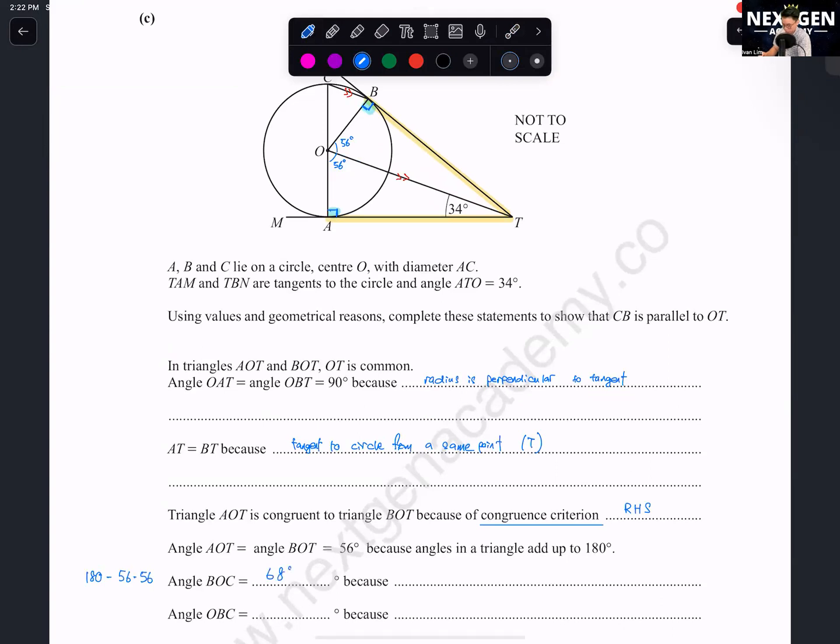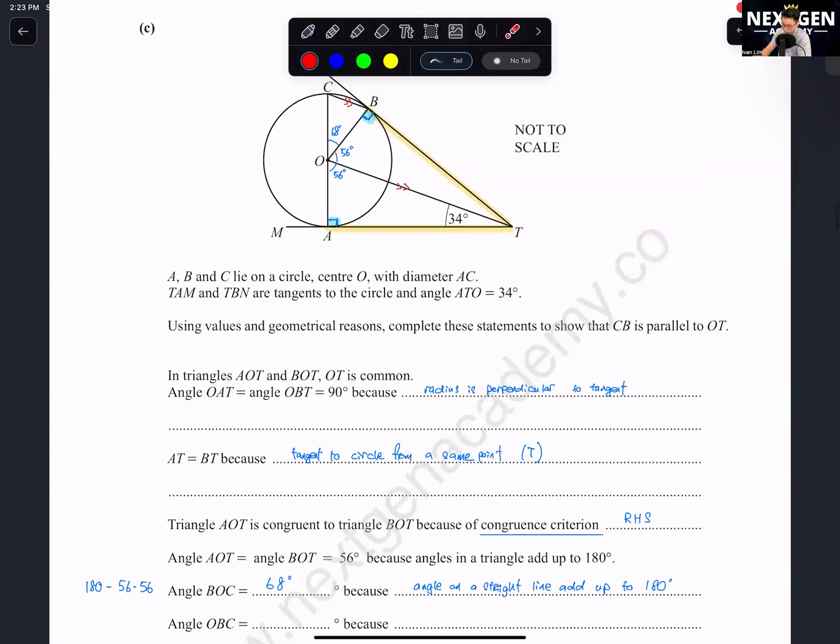This will be 68 degrees because angles on a straight line add up to 180 degrees. Okay, you just need to explain it. So we write here 68 degrees. Okay, then angle OBC.